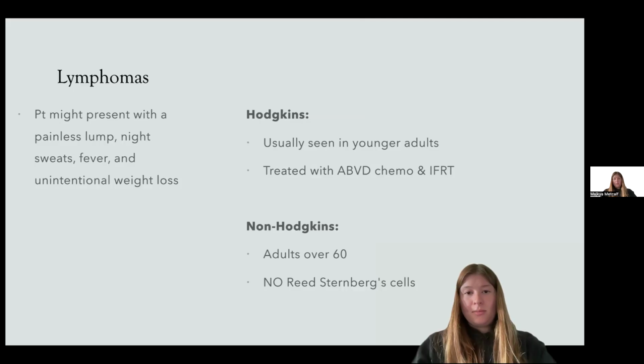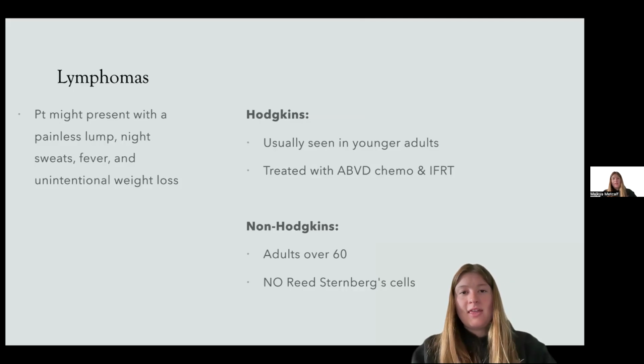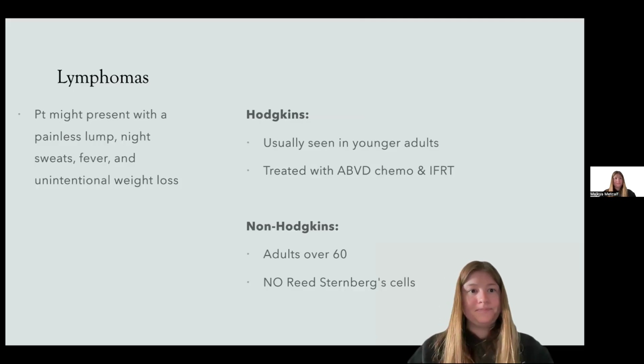So there are 2 types of lymphomas. We have Hodgkin's lymphoma, which is typically seen in younger adults, and we treat Hodgkin's lymphoma with ABVD chemotherapy. Once that's complete, we'll usually do a round or 2 of IFRT. We also have non-Hodgkin's lymphoma, which is seen in adults over the age of 60. The big diagnosable difference between the 2 is that non-Hodgkin's lymphoma has no Reed-Sternberg cells. So non-Hodgkin's, no Reed-Sternbergs.